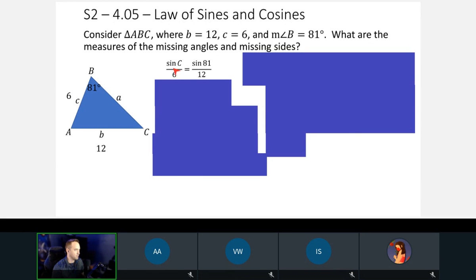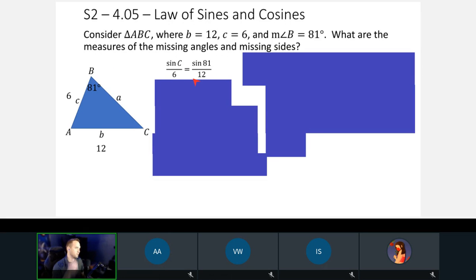these can be flip-flopped. You can have the sides on top and the angles on the bottom. But because we are solving for the angle, I want to keep it on top. So it's the sine of angle C over the opposite side, which is 6, is equal to, and then you want to choose an angle on a side that we know. And we know that angle B is 81 and side B is 12. So we do sine of 81 divided by the opposite side, which is 12. So this is your first setup.